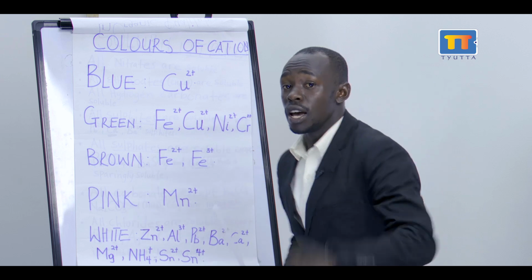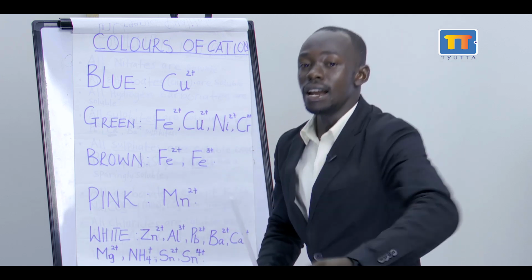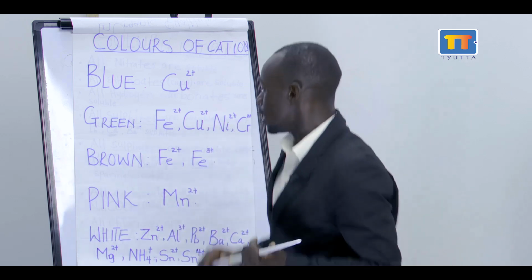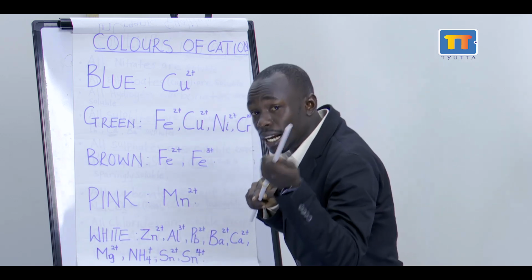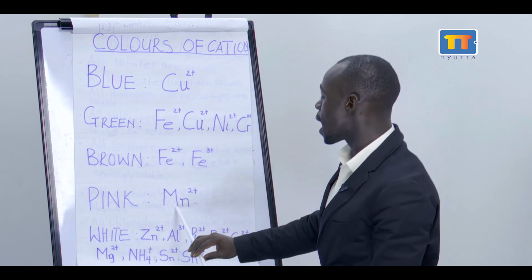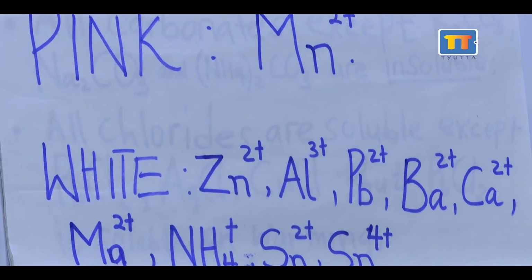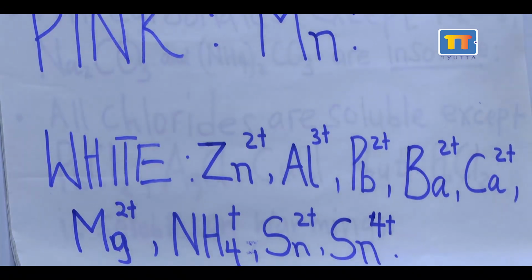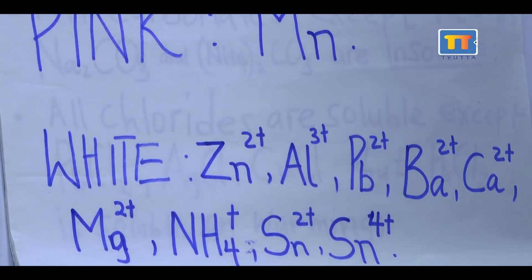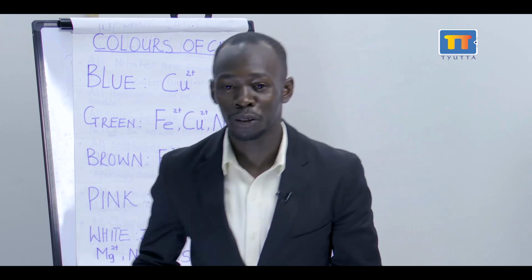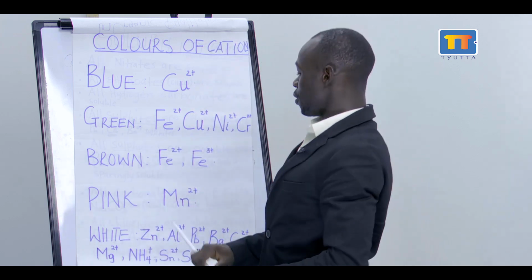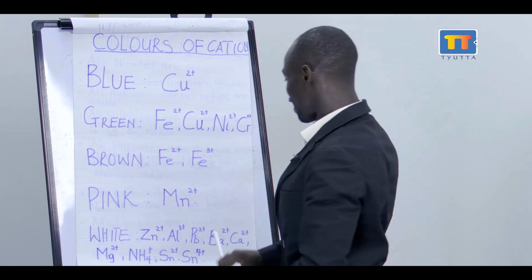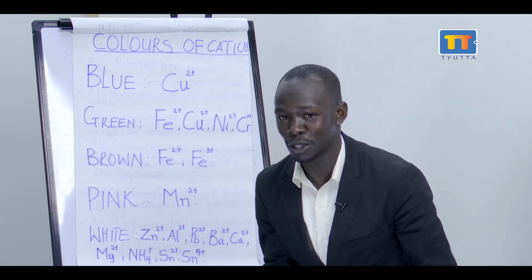Now, whenever you see a pink color in the laboratory, your first thinking should be that it could be one of the transition cations, which we call manganese 2 ions. Very nice. Now, lastly, we have what we call white cations. When you look at these white cations, there are very many of them in the chemistry laboratory.